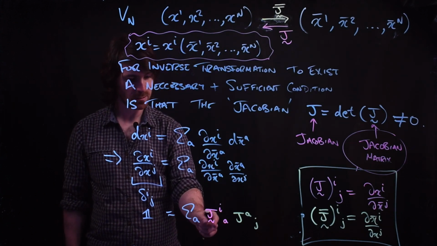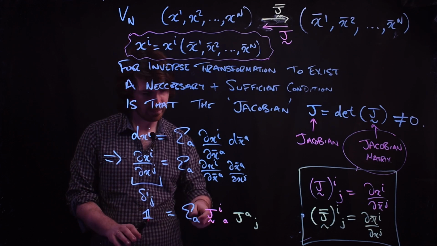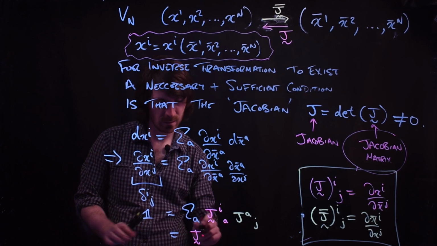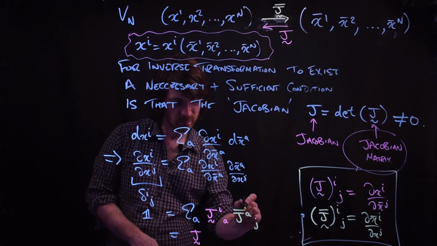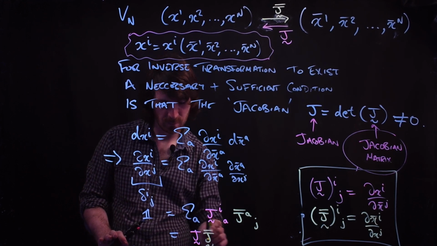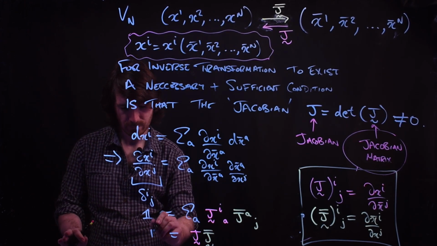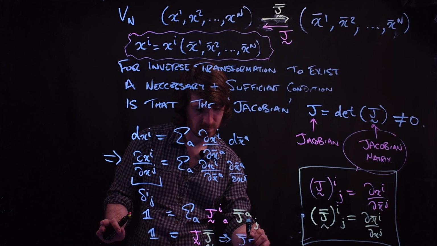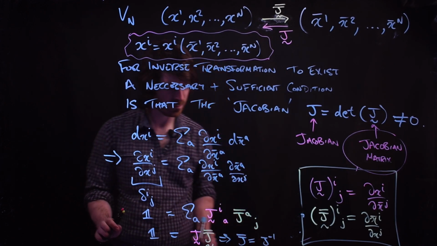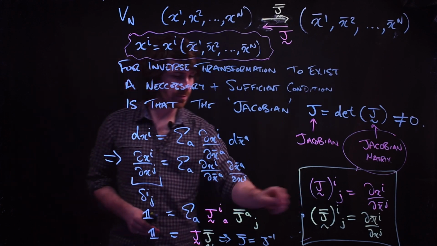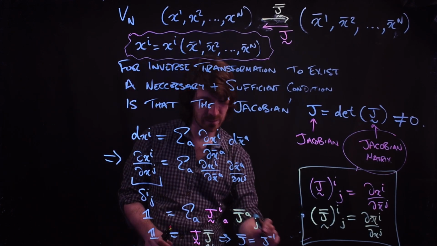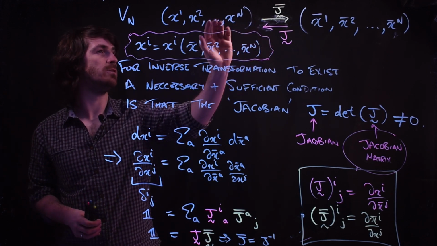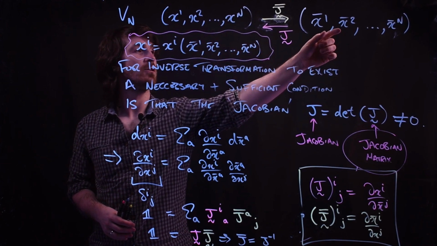So if we forget about the summation, this is a matrix equation, effectively. This is J times J bar, and that equals 1, a unit matrix. Thus, J bar is the inverse of J. So J and J bar, these matrices, are inverses of each other, as you should expect. One takes us from the unbarred coordinates to the barred, and the other one takes us the other way.